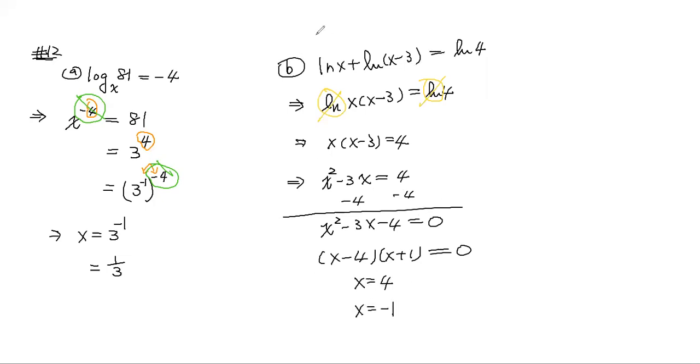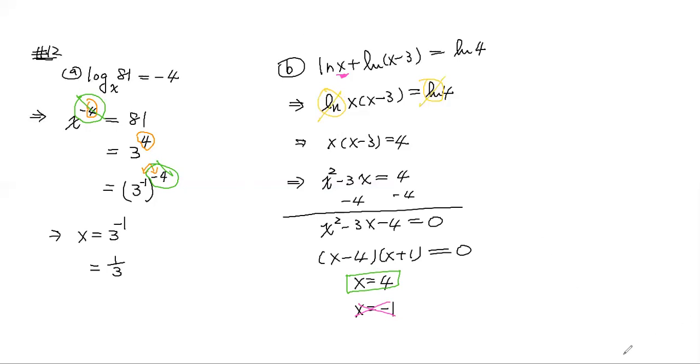But I know natural log cannot take negative numbers, because if you put -1 here, you get a negative number. So this cannot be the solution. The only solution here will be x equal to 4. Okay? All right, last problem.